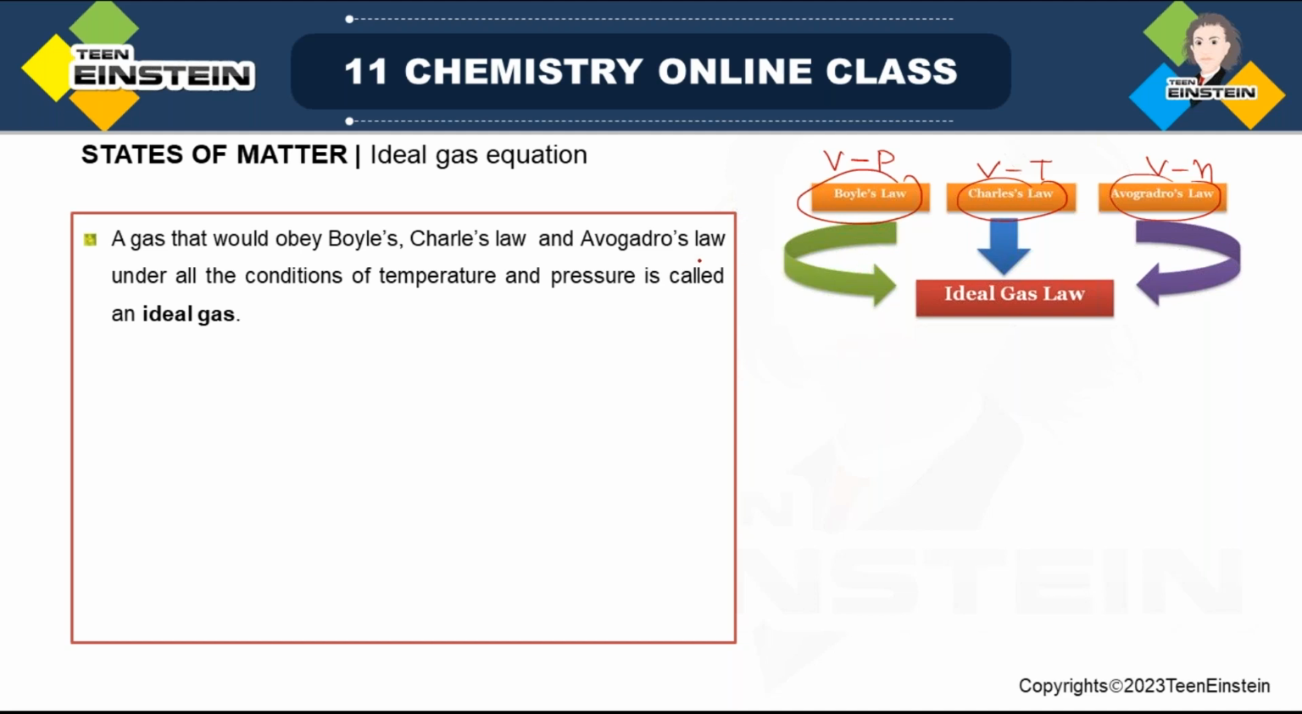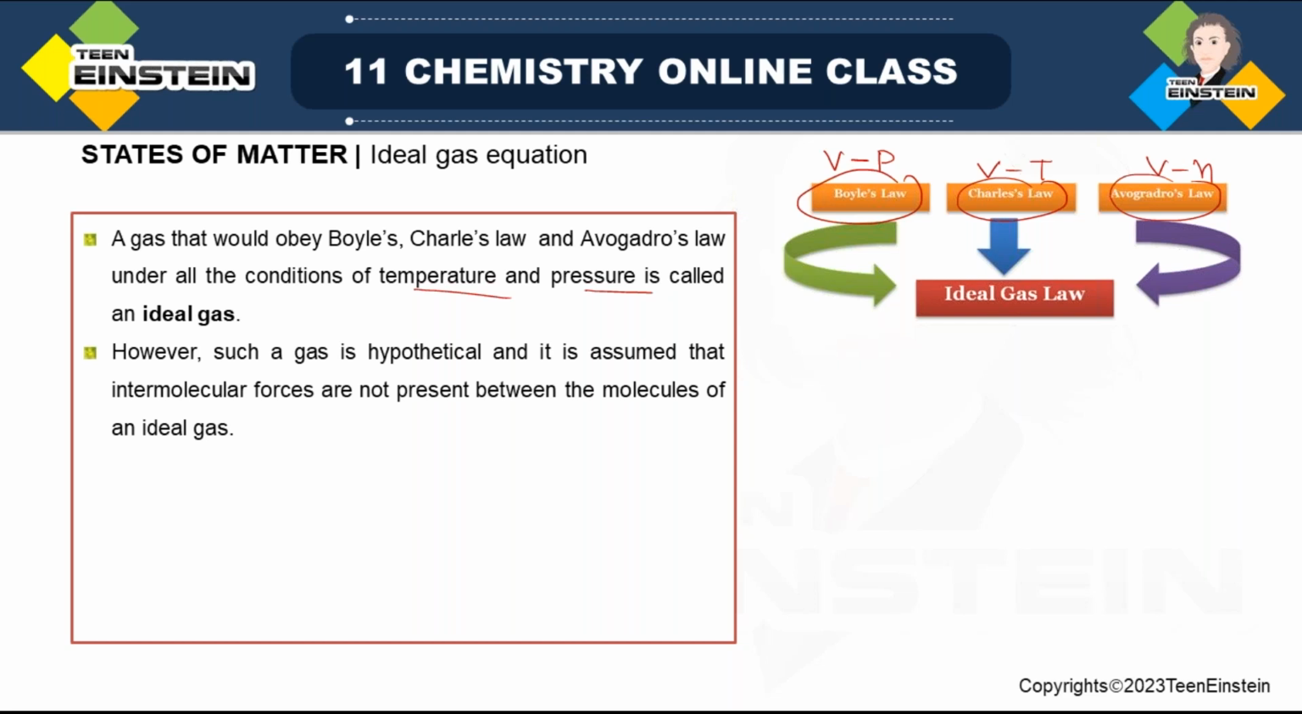So a gas that would obey Boyle's law, Charles' law, Avogadro's law under all conditions of temperature and pressure. Basically, if you are thinking why we have not taken Gay-Lussac, that will also be obeyed, because when a gas is obeying these 3, obviously the 4th one will also be obeyed. Fine. So a gas that would obey all these laws under all conditions of temperature and pressure will be called an ideal gas. And the equation that we are going to get by combining these laws is known as the ideal gas law. Okay.